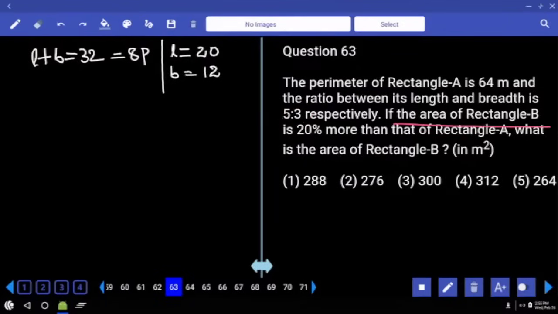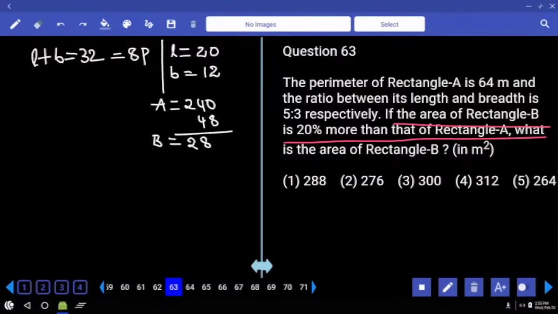If the area of rectangle B is 20% more than that of rectangle A. So area of rectangle A is equal to length into breadth, which is equal to 240. And for B, that will be 20% more only. 20% of 240 is 48. More will be 288. Done.